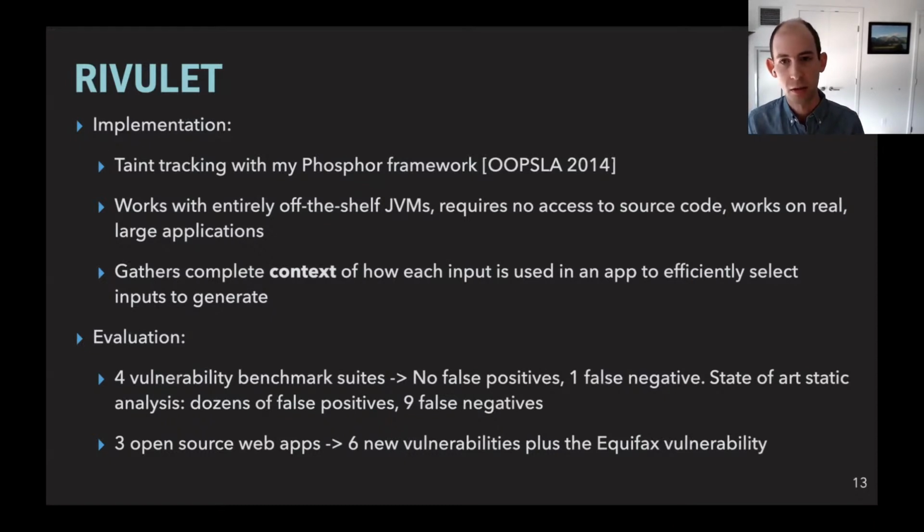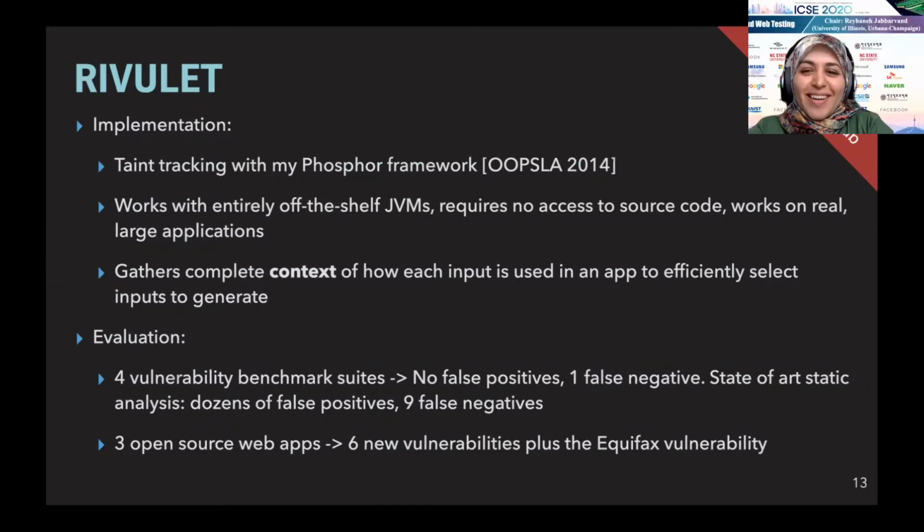JVMs and applications without requiring access to source code and integrates easily with commonly used automated testing frameworks like JUnit and Maven. We evaluated Rivulet on several benchmark suites as well as on 3 open source web apps. Rivulet detected 6 new vulnerabilities in open source applications and significantly outperformed injection detection tools on benchmarks. Rivulet is freely available on GitHub, and my co-authors and I would love to talk to anyone who's interested in it. Thank you.